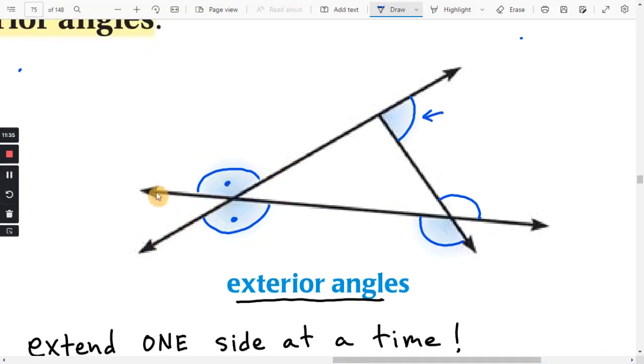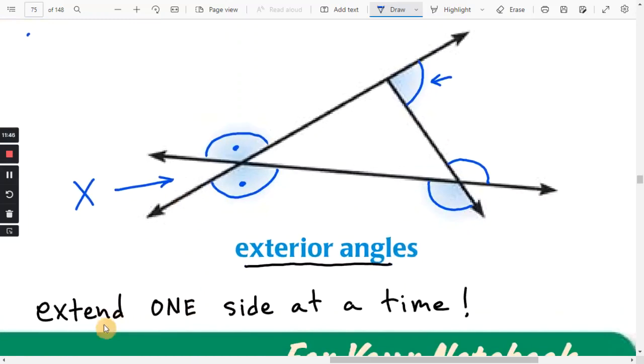You can't extend two sides and say that this angle in here is exterior. That is not an exterior angle. It has to be one side at a time. So same thing here. You extend this side, you get this angle. You extend that side, you get that angle. This one right here, the angle that's made by both sides being extended, that is not an exterior angle. So just be careful.